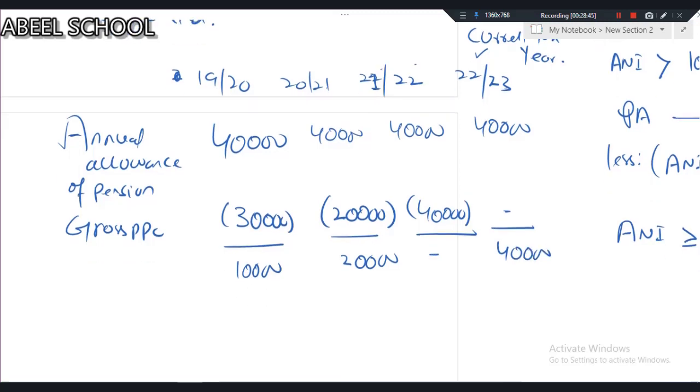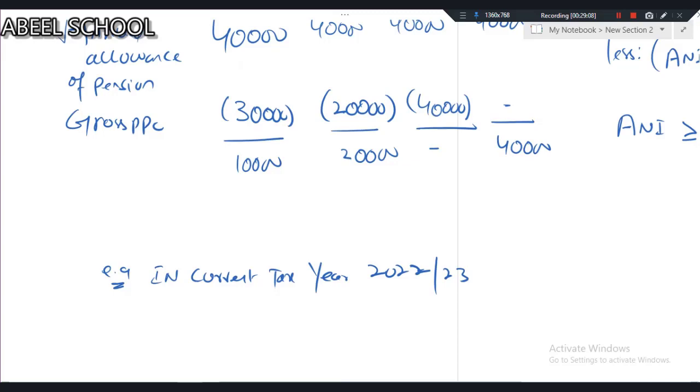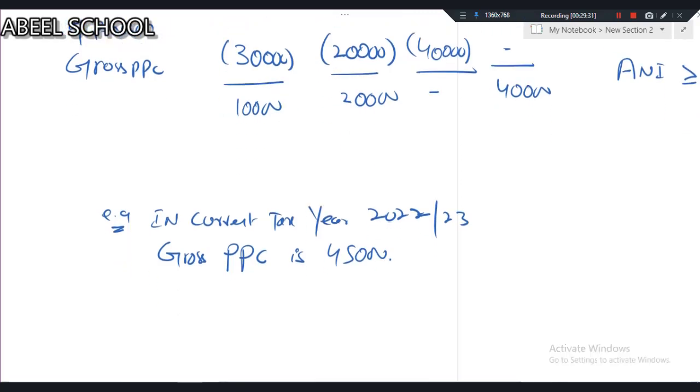Okay, now listen and listen carefully. Dear student, the current tax year is 22-23. For example, in the current tax year, which is 22-23, this individual has contributed gross personal pension contribution of 45,000. Repeat. In the current tax year 22-23, gross PPC is 45,000.